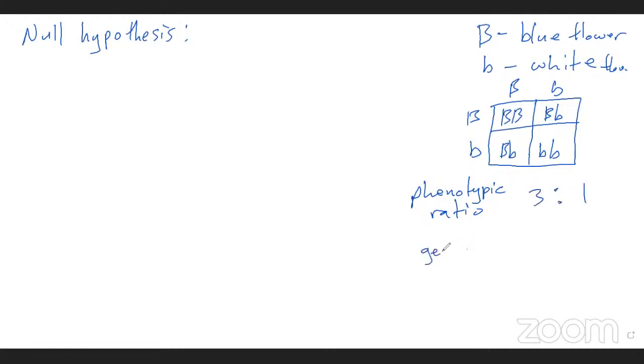What would be the genotypic ratio? You start with your homozygous dominant one. How many would be homozygous dominant? 1.